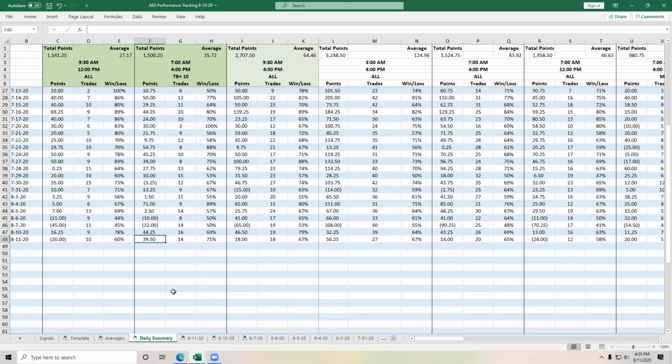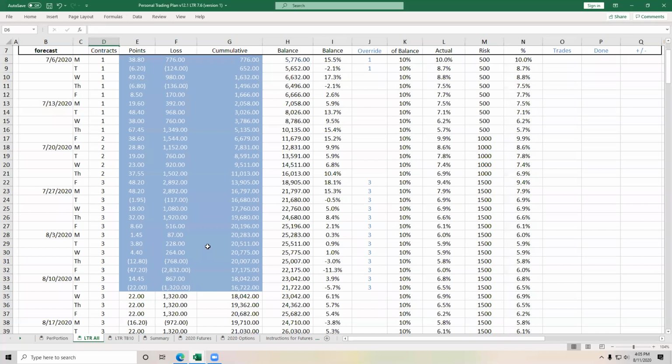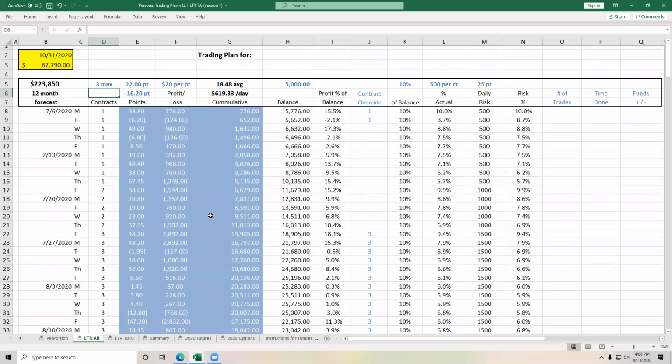Pretty excited about being able to show every single day the entry into the personal trading plan, so you really have a good, clear understanding of how your daily performance affects your overall future income.